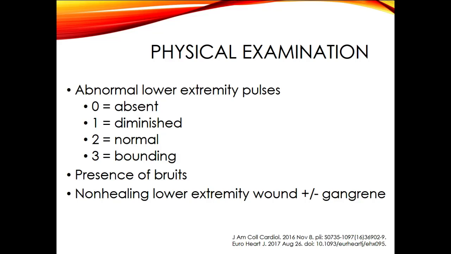Patients who have one of the previous risk factors should undergo physical examination. On physical examination, findings include diminished pulses, vascular bruits, and non-healing wounds or gangrene. Bruits are abnormal sounds generated by turbulent flow of blood in an artery due to an area of partial obstruction, and this can be from atherosclerosis.